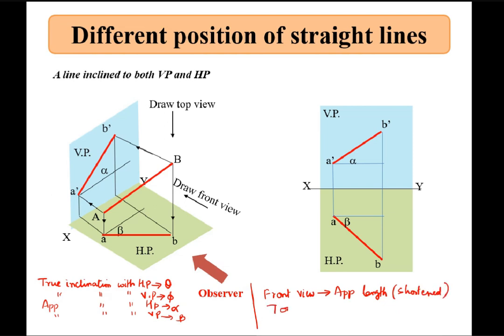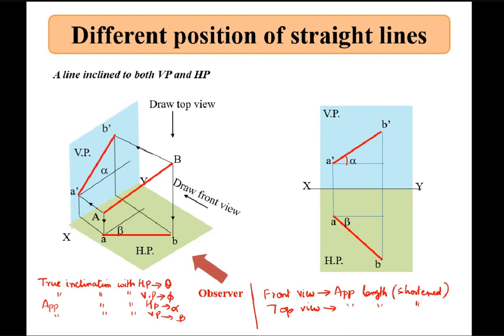Also in top view, you are going to get shortened length. Okay, and the inclination with HP, apparent inclination with HP, that is alpha, and with VP, that is denoted as beta. So in both front view or top view, you are not going to get the true shape, and instead you are going to get some shortened shape.